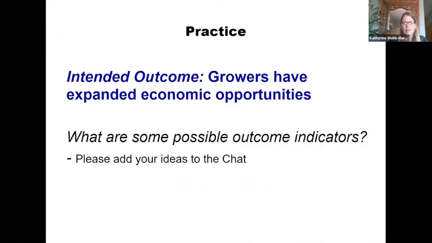So let's practice. I'm going to ask that you put some ideas into the chat, and Vikram's going to help monitor this. So if we had a program and we intended that growers are having expanded economic opportunities, what might we measure? What would be a possible outcome indicator that would help us know that we're expanding their economic opportunities? Anyone? Anything in there? Increase in sales is one of those. Good. Yeah. Outlets for sales. Yep.